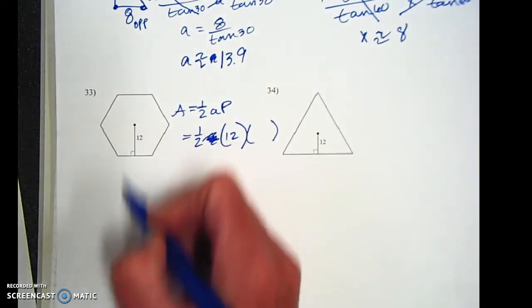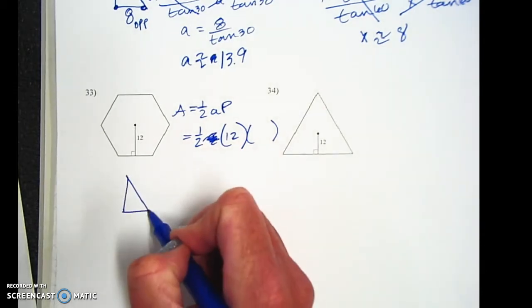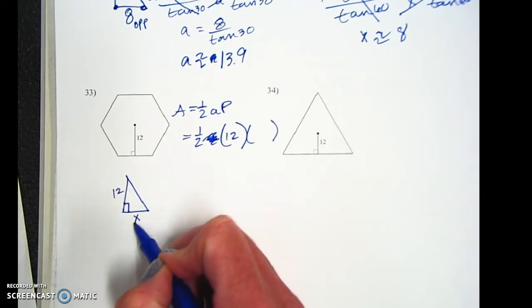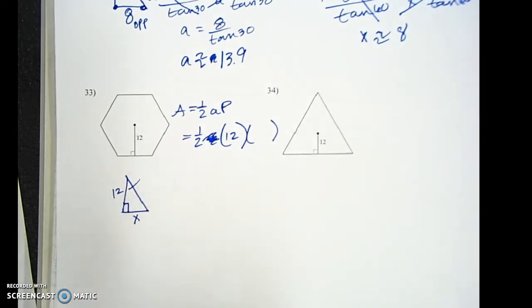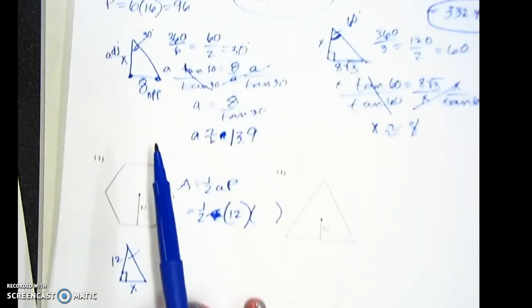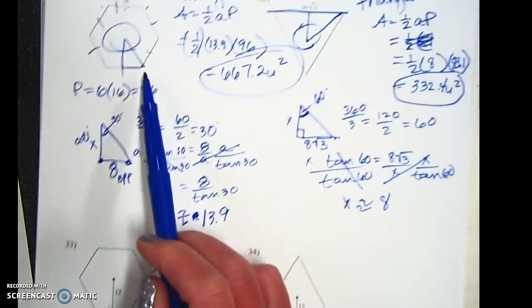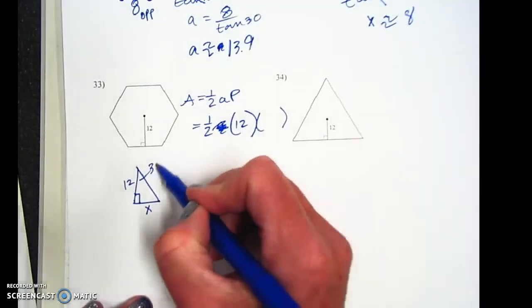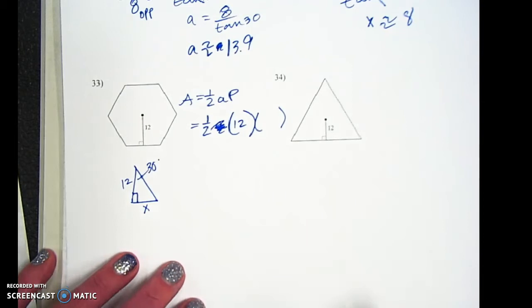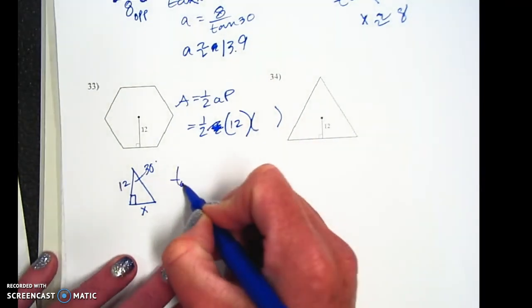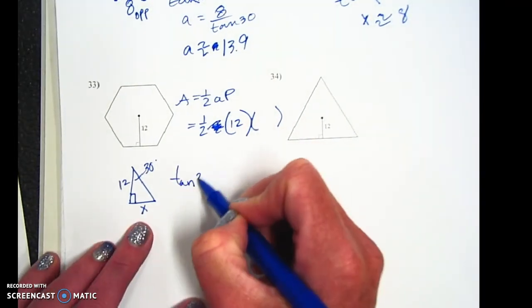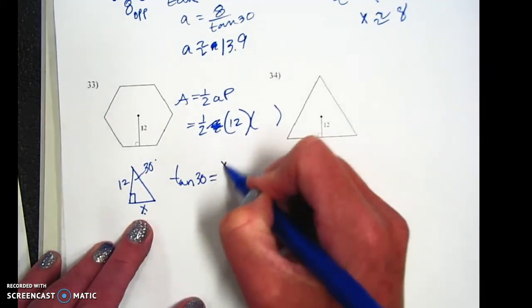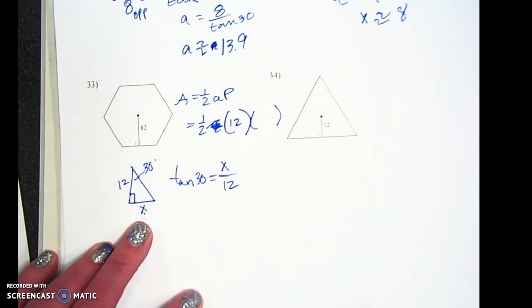Okay, so I'm going to pull this little triangle out. And it's a right triangle. The apothem is 12. I need to get this opposite side. So we already calculated the angle up in problem 31 up here. That angle right there is 30 degrees. So guess what? So is this one, because it's a hexagon as well. Okay, so I'm going to use the tangent of 30 is equal to the opposite, which is x, over the adjacent, which is 12.